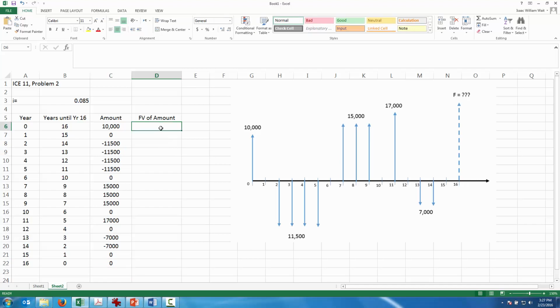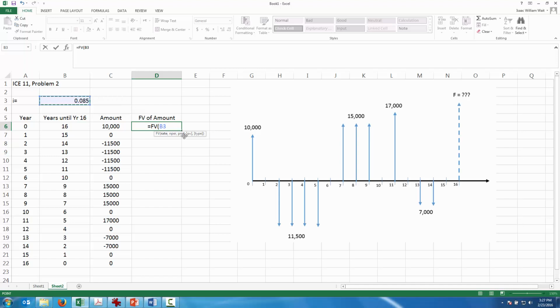All right, so we know we're going to use the FV function, equals FV. And the interest rate that we're using, we click here in this cell, and remember that the purpose of anchoring is that if I didn't anchor, once I drag this down, it always will be looking, it's called a relative reference.